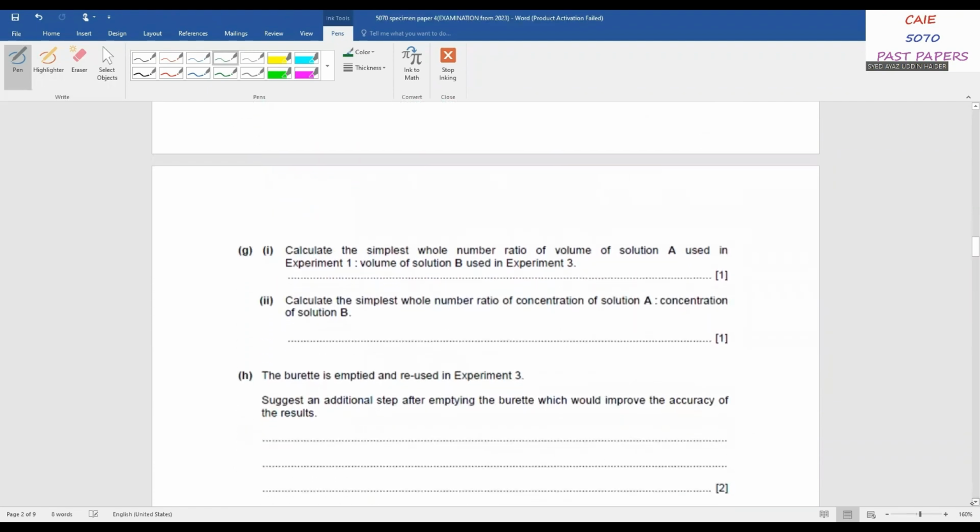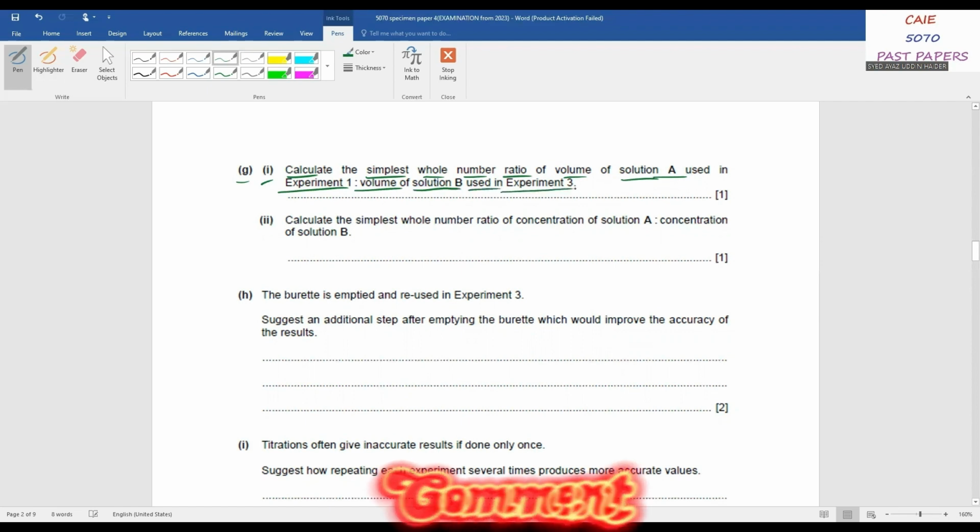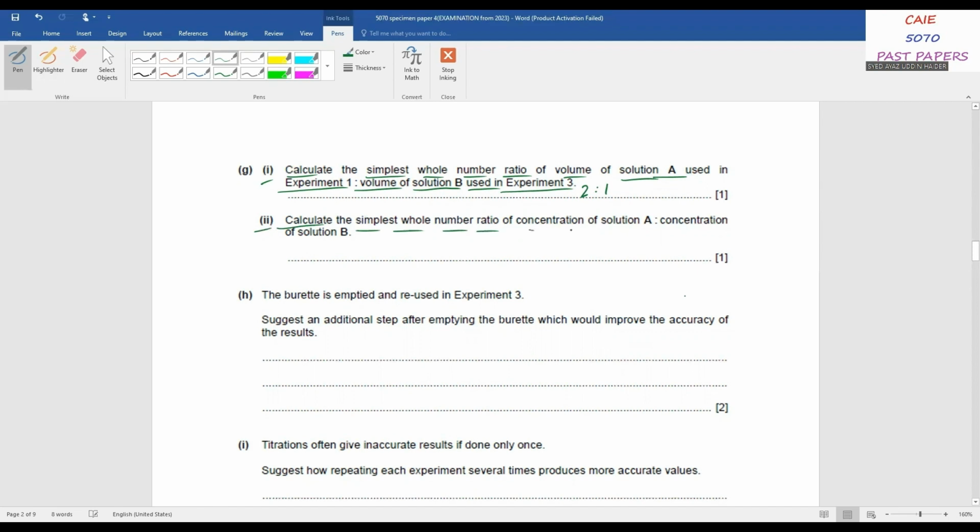Part G. 1. Calculate the simplest whole number ratio of volume of solution A used in experiment 1 to volume of solution B used in experiment 3. The answer must be in whole number. So it should be like 2:1. Part 2. Calculate the simplest whole number ratio of concentration of solution A to concentration of solution B. It's very easy.